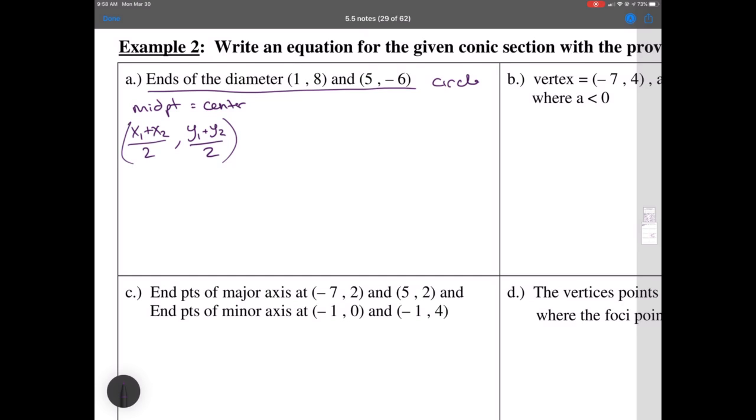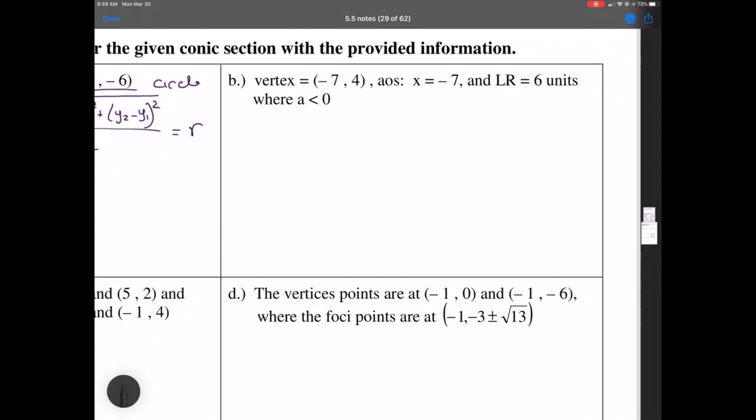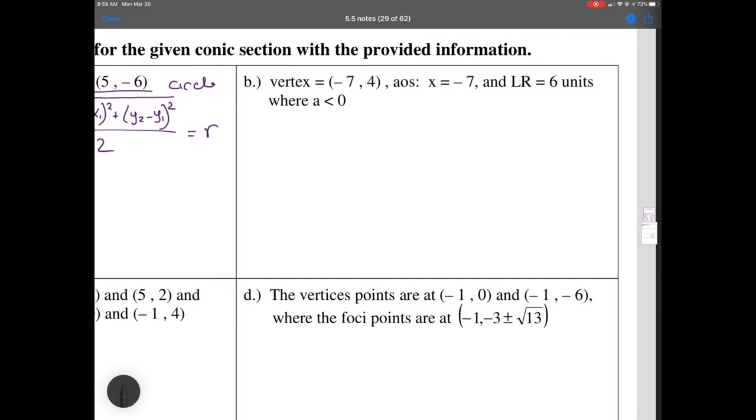Now you also need the radius. So you can find the distance between these two using the distance formula. Once you find that, divide it by 2, and that equals the radius. And once you find that, you can write your equation for the given circle. For example, B, you have a vertex and an axis of symmetry. So we know this has to be a parabola.